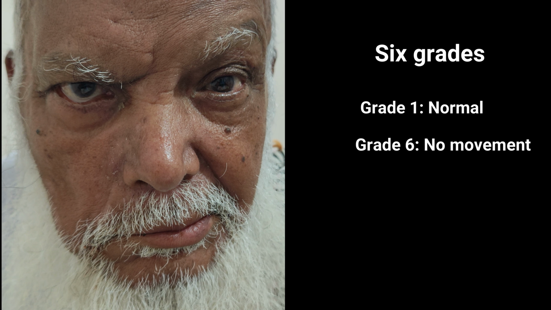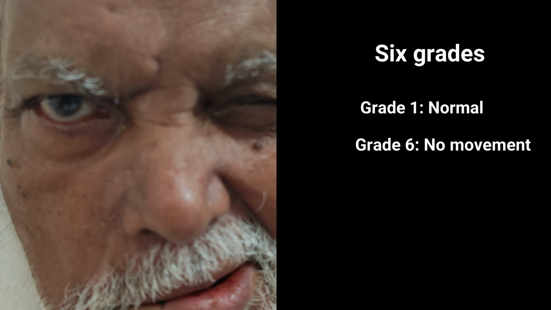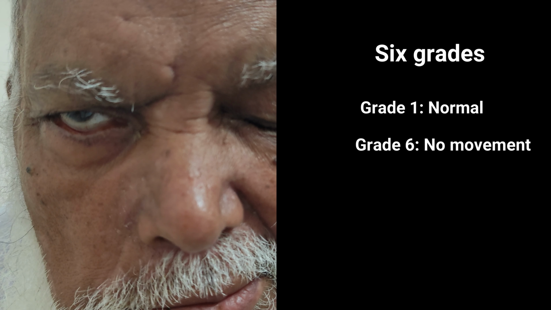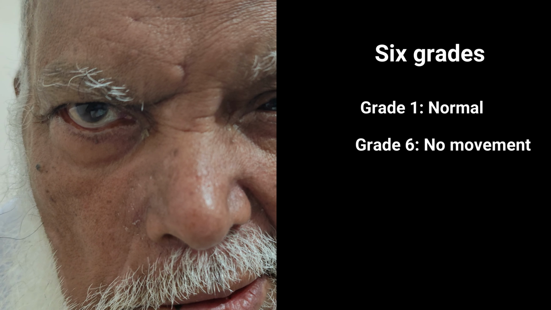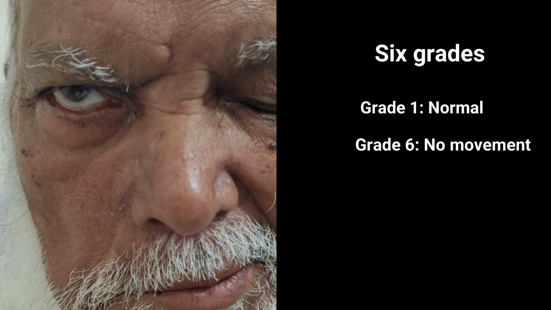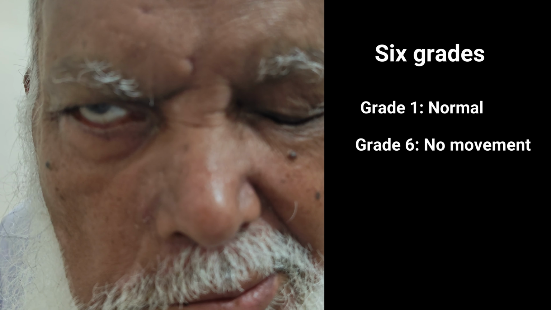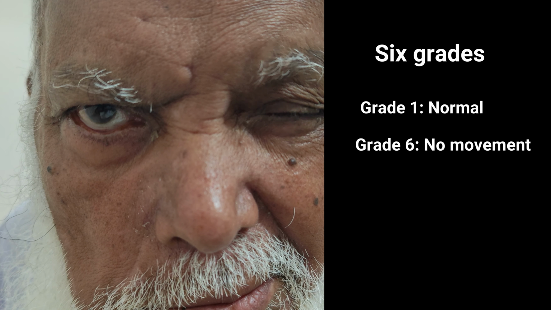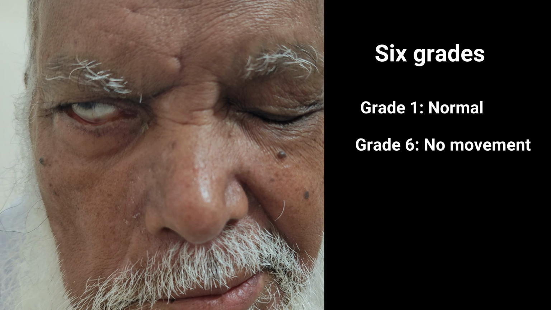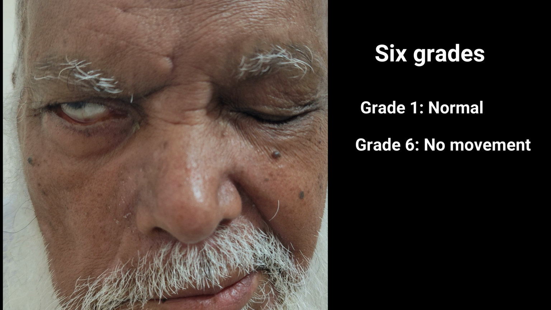Now have a look at this patient. When I am asking this patient to close his eyes, we can see on the right side the upward rolling of the eyeball, which is known as Bell's phenomenon, and it is evident that the eye closure is incomplete. When there is incomplete eye closure, it should be at least grade 4. So we can say that it is at least grade 4 of facial nerve palsy.